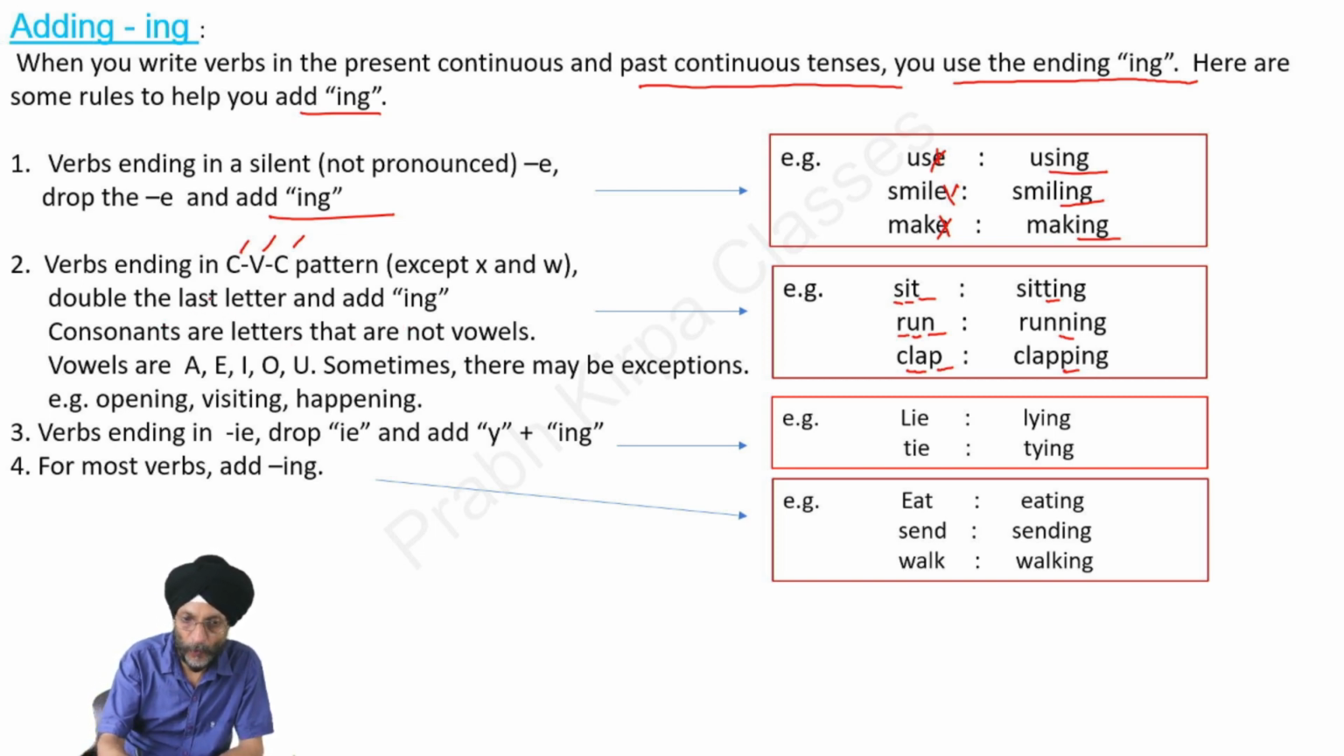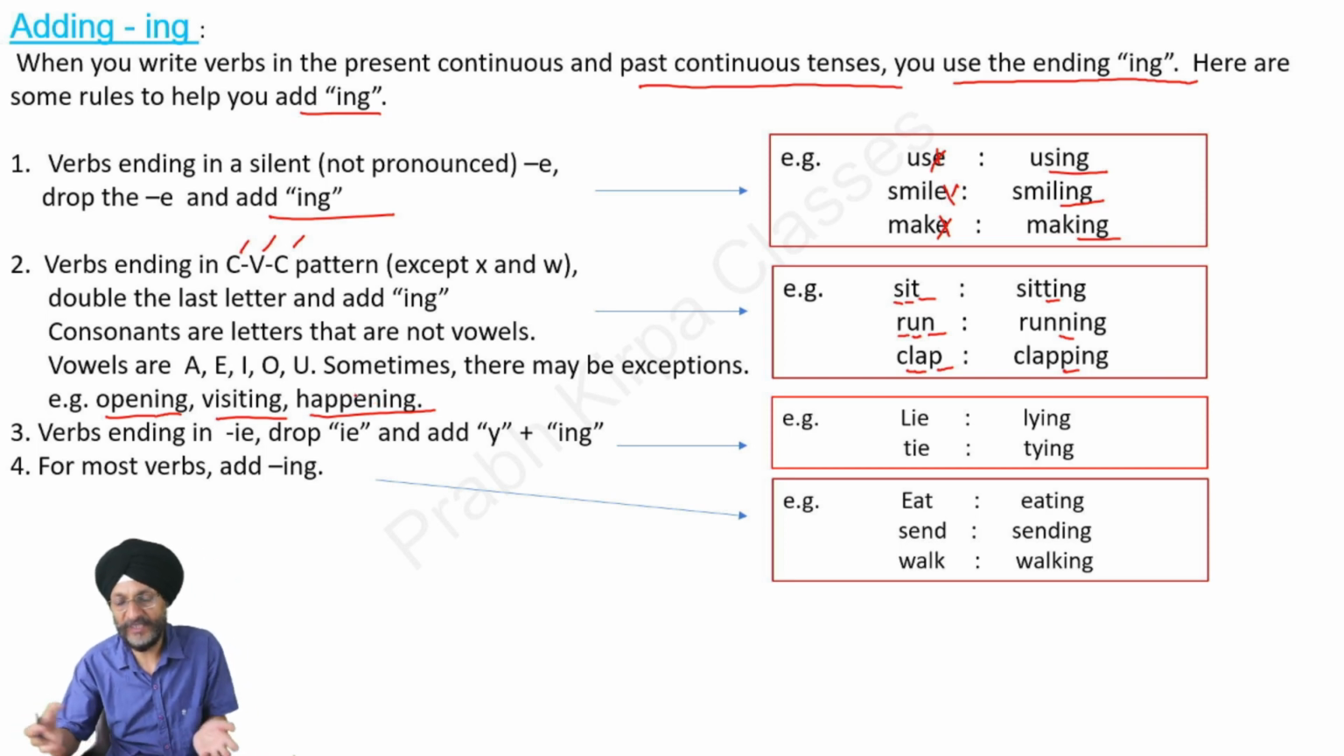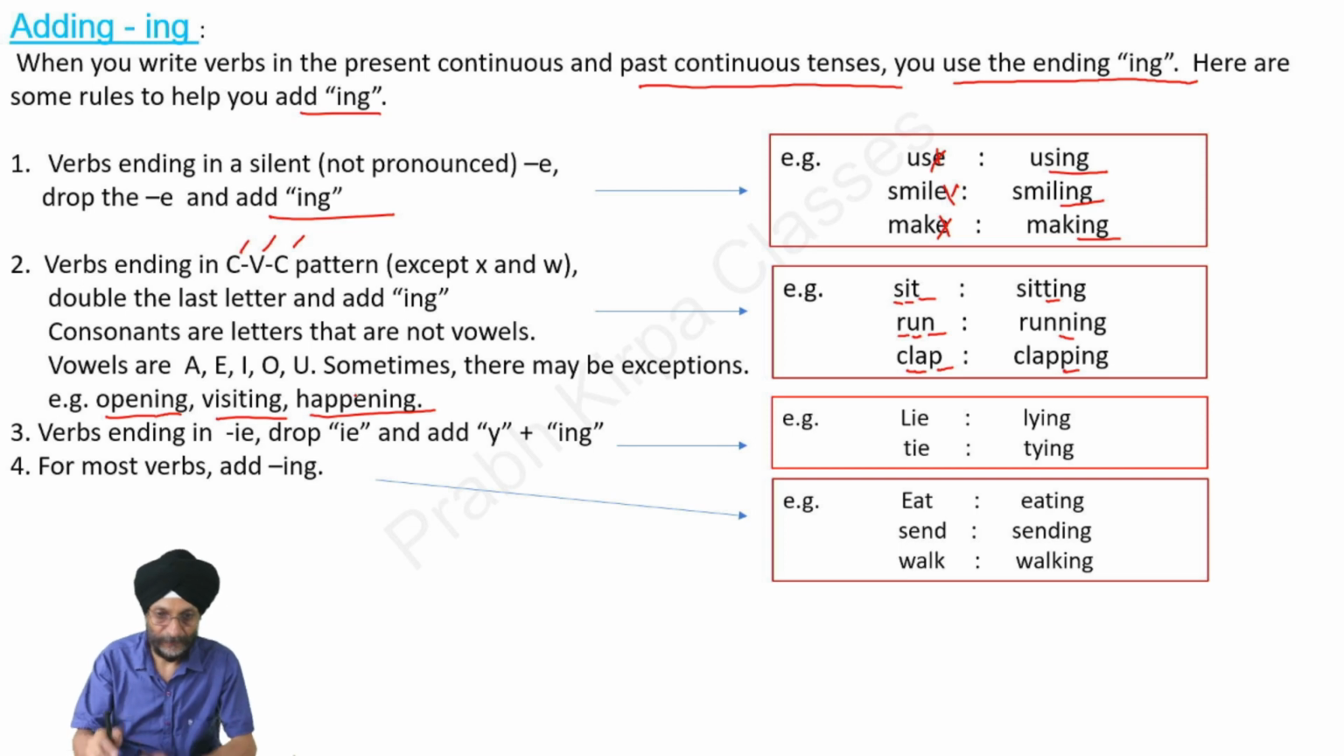For example, open becomes opening. Here N has not been doubled. Visit becomes visiting. T has not been doubled. Happen becomes happening. N has not been doubled. Though these also follow the CVC pattern, there are certain exceptions always in certain cases.